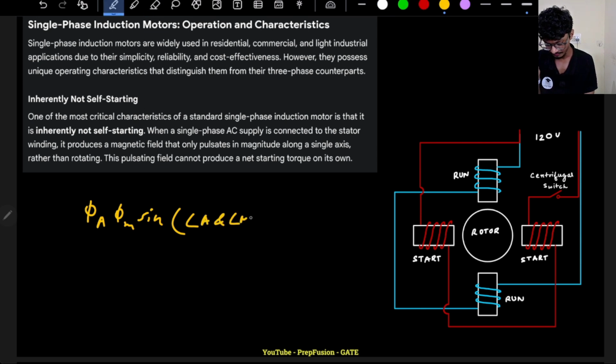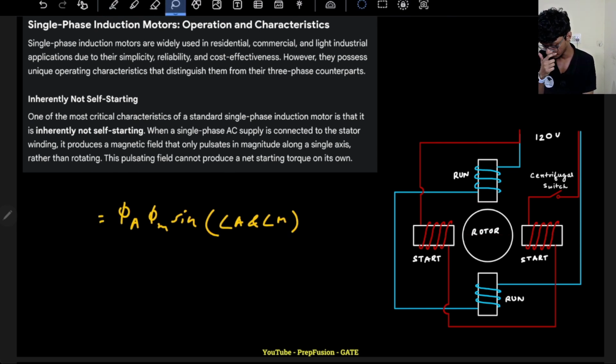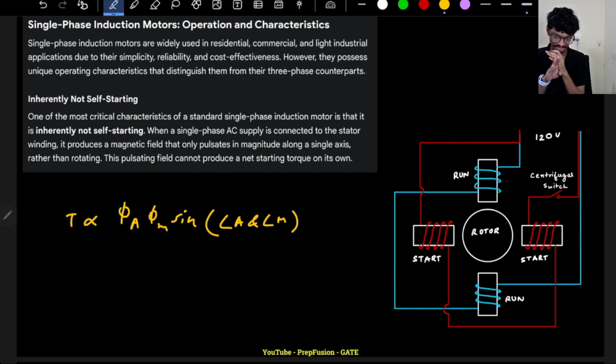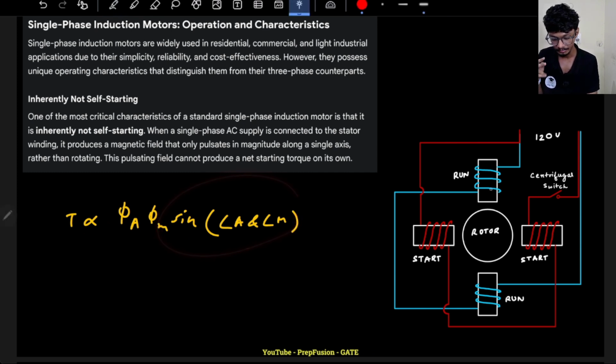So there will be a phase difference. If there is a phase difference, that basically means there will be a torque, because torque is proportional to the interaction of the two fluxes and the angle between them. So we want to create a phase difference so that I can get a starting torque.